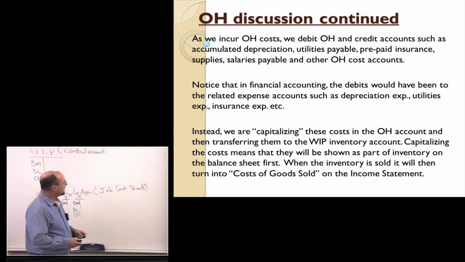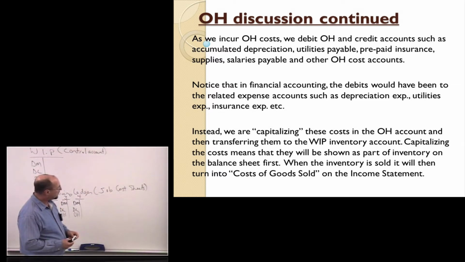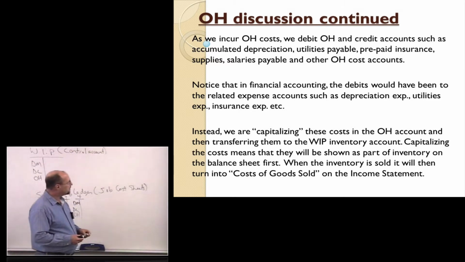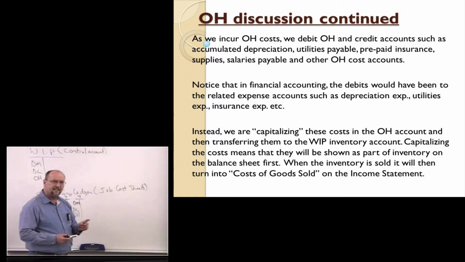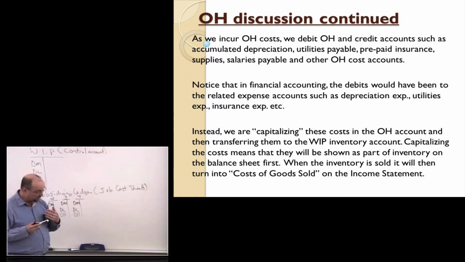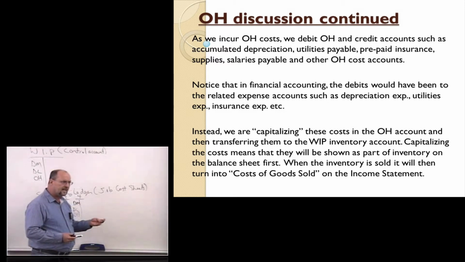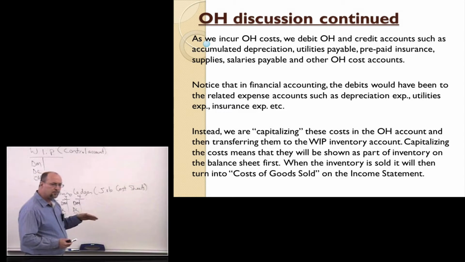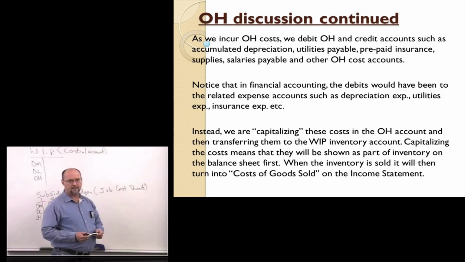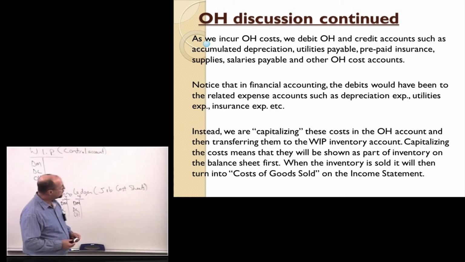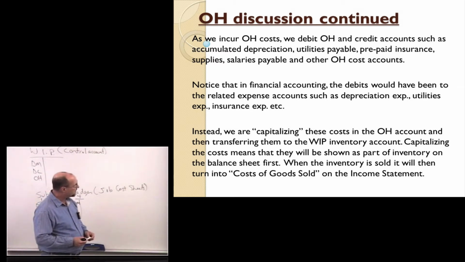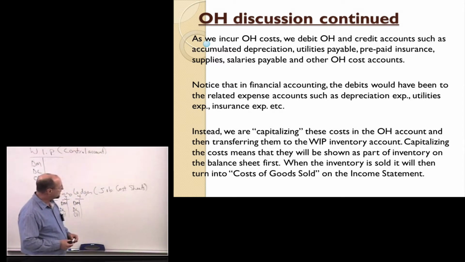Let's take a look at this slide here. As we incur overhead costs, we debit overhead and we credit the various accounts such as accumulated depreciation, utilities payable, prepaid insurance, supplies, salaries payable, and other accounts. Now let's think back to financial accounting, and you may not have taken that for a while, but let's just think back anyway. In financial accounting, we debited depreciation expense, credited accumulated depreciation. We debited utilities expense, credited utilities payable. Debited insurance expense, credited prepaid insurance. Debit supplies expense, credit supplies. Debit salaries expense, credit salaries payable, etc.